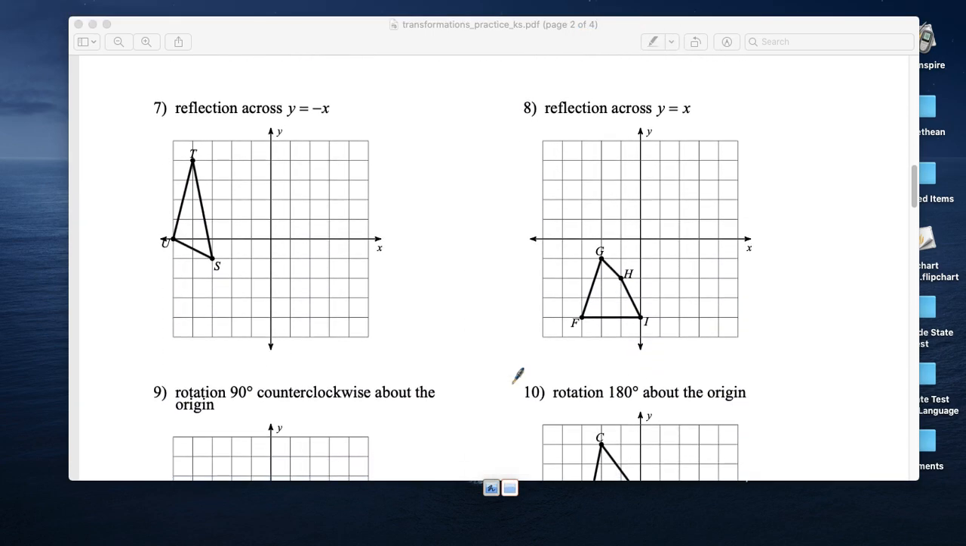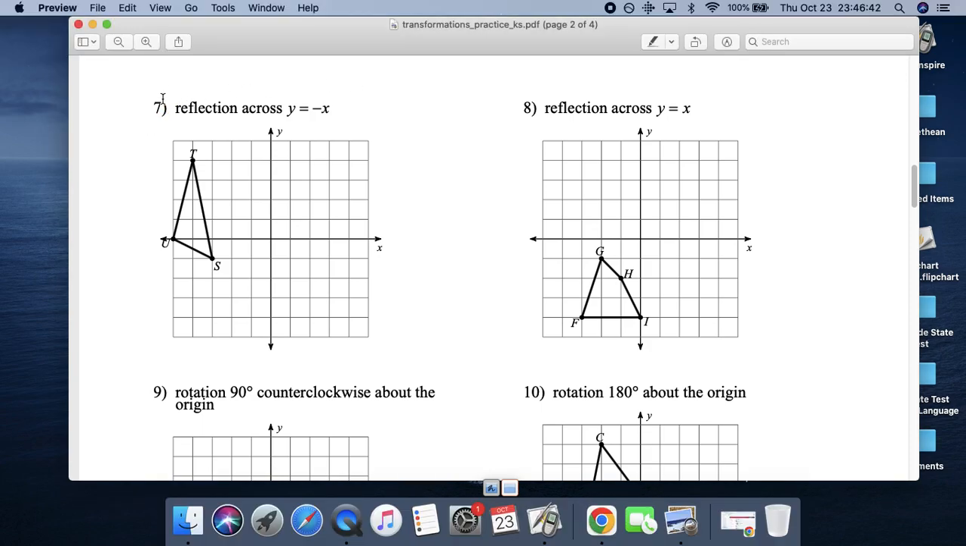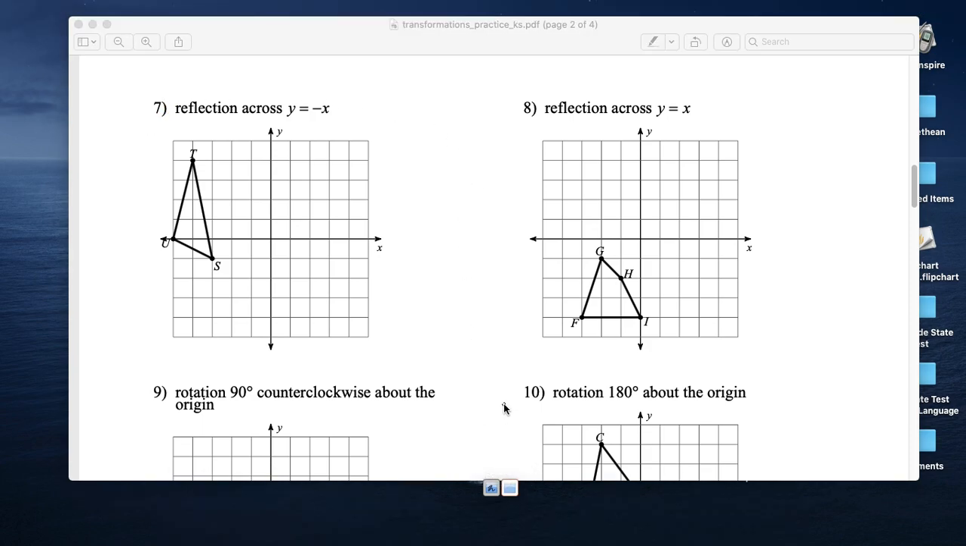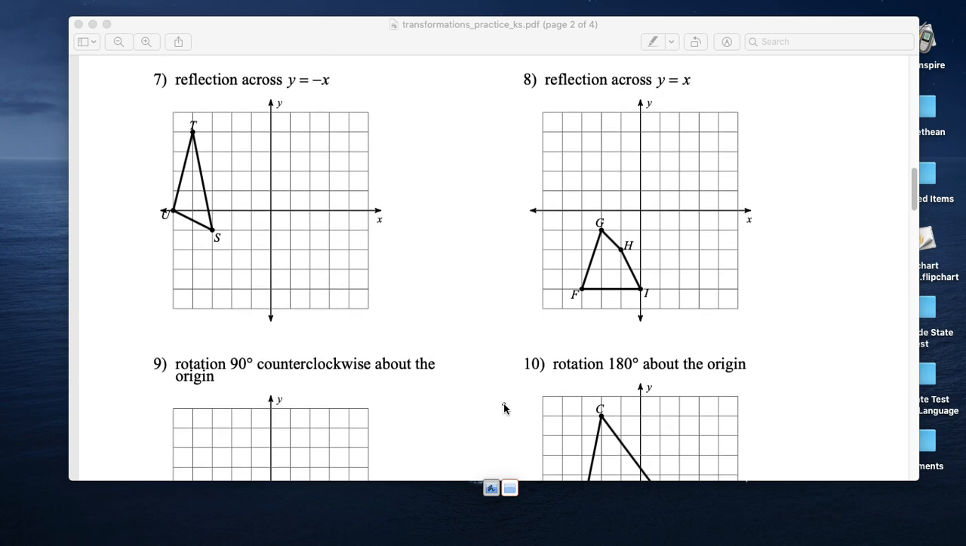We're going to skip these 2, 7 and 8, because we did not go through these. 7 and 8 I don't want you to do, sadly. Did we do it? You know what? I'm going to do it.